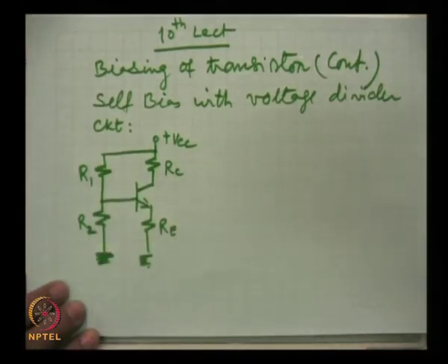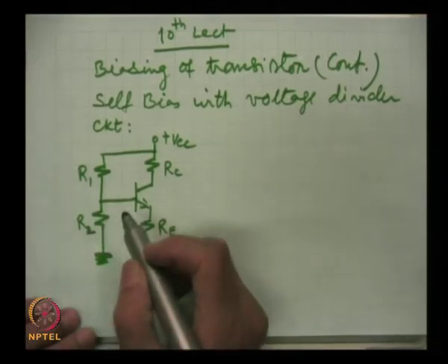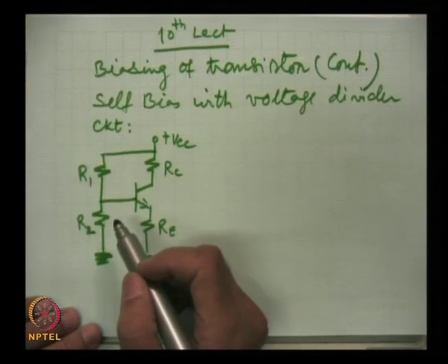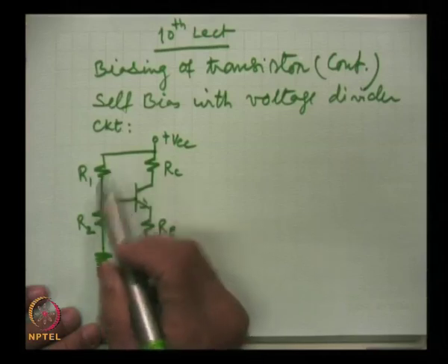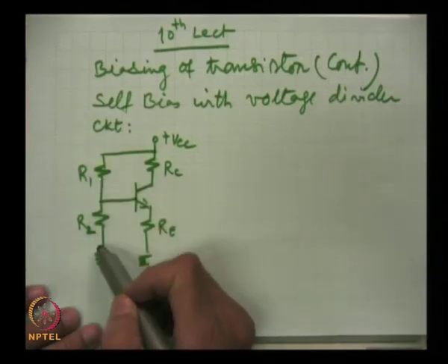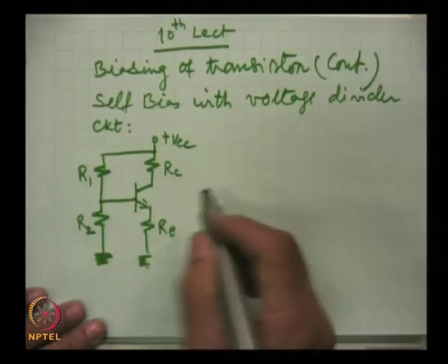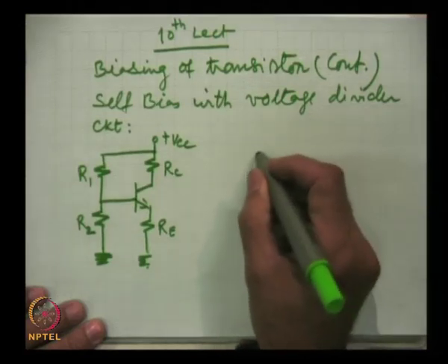Here, this is the voltage divider circuit. In fact, this is the one with the self bias, which is very widely used. This has certain advantages which we will point out. Now, this circuit can be Thevenized. The single resistance RB has been replaced by two resistances R1 and R2. So, this can be Thevenized, and the Thevenized equivalent circuit is this.